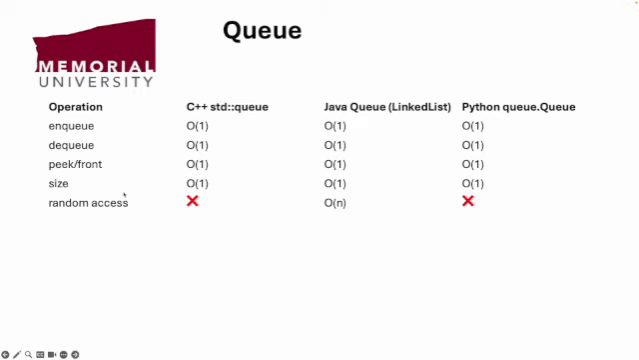For random access, the linked list provides it: you can pass the position or index and access the elements inside the queue. But C++ and Python don't provide a function to support this feature. Any questions regarding the queue? No? Okay.